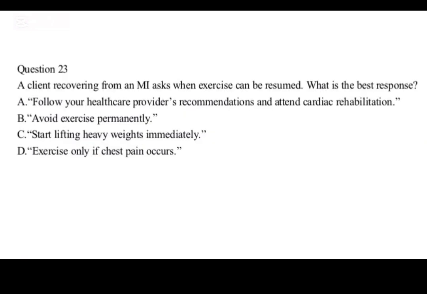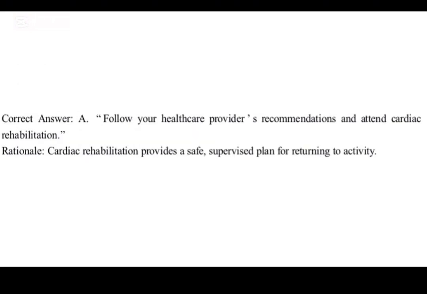Question 23. A client recovering from an MI asks when exercise can be resumed. What is the best response? A. Follow your healthcare provider's recommendations and attend cardiac rehabilitation. B. Avoid exercise permanently. C. Start lifting heavy weights immediately. D. Exercise only if chest pain occurs. Correct answer, A. Follow your healthcare provider's recommendations and attend cardiac rehabilitation. Rationale: cardiac rehabilitation provides a safe, supervised plan for returning to activity.